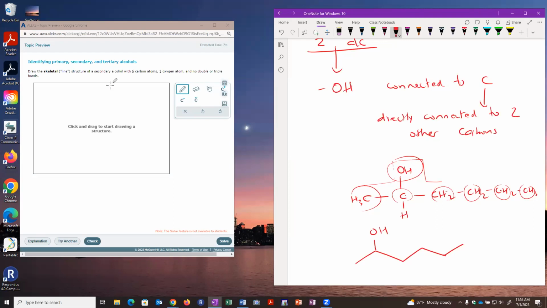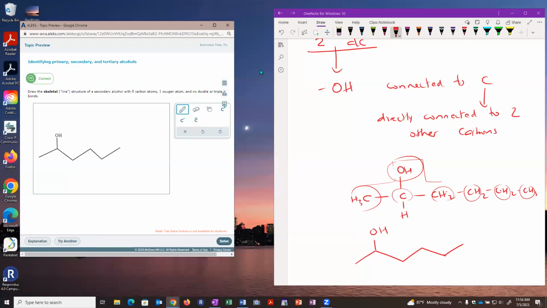All right, so when I draw my skeletal structure, so 1, 2, 3, 4, 5, 6, and I have my OH coming off of the second one. And there's actually multiple secondary alcohols you can draw for this. This is just one option. So I have my OH attached, and if I check that, that should be correct.